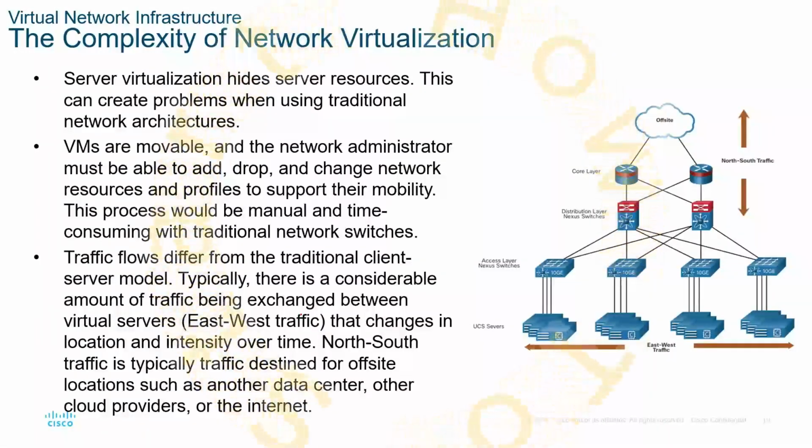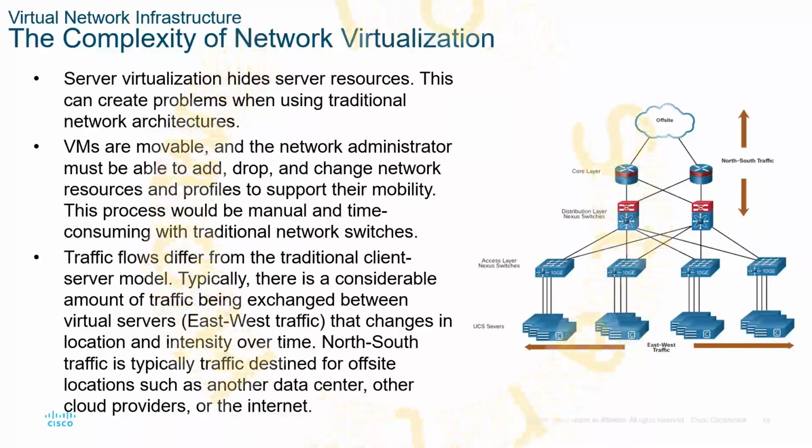So what happens when we bring in the complexity of network virtualization? If we were just talking about all of our virtual machines and being able to separate all of the VMs, how can we guarantee traffic is actually being kept separate? So server virtualization hides server resources. This can create problems when we are designing the network. VMs are movable, and these are objects that can be added, dropped, and changed pretty quickly. So with that in mind, we have to also look at what resources on the network are going to be available. So traffic flow may differ from the traditional client-server model.